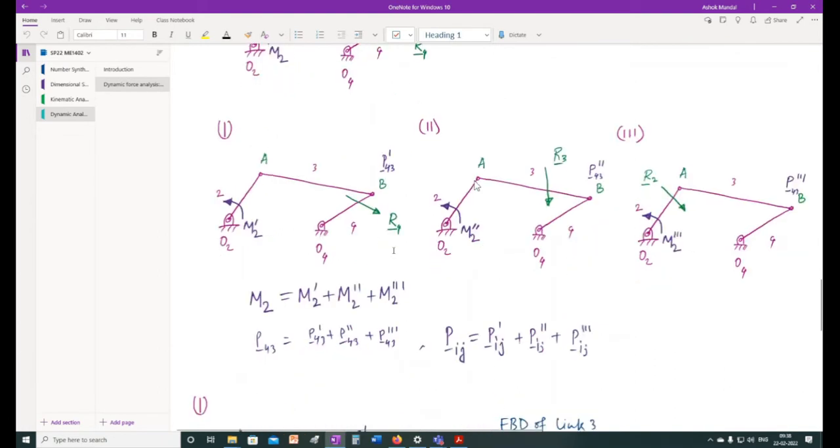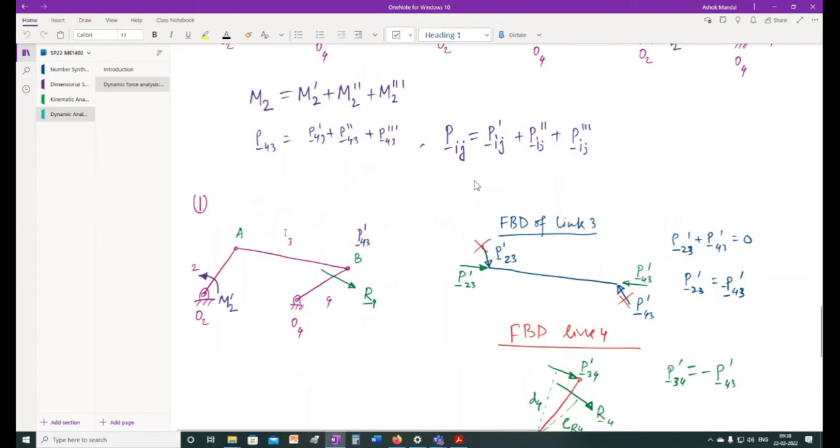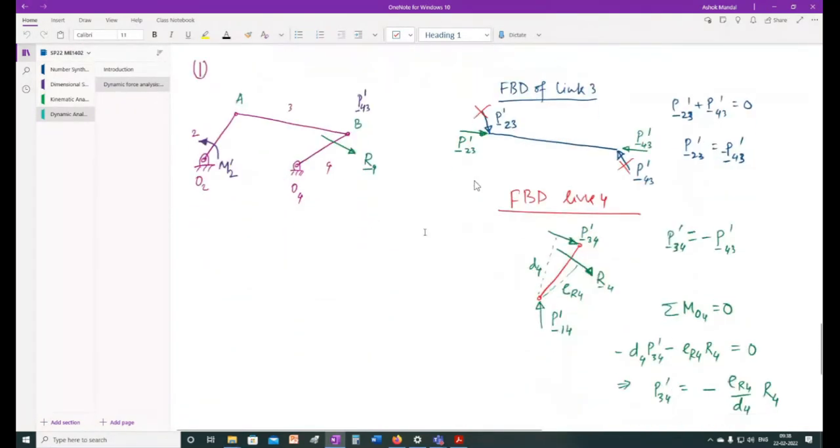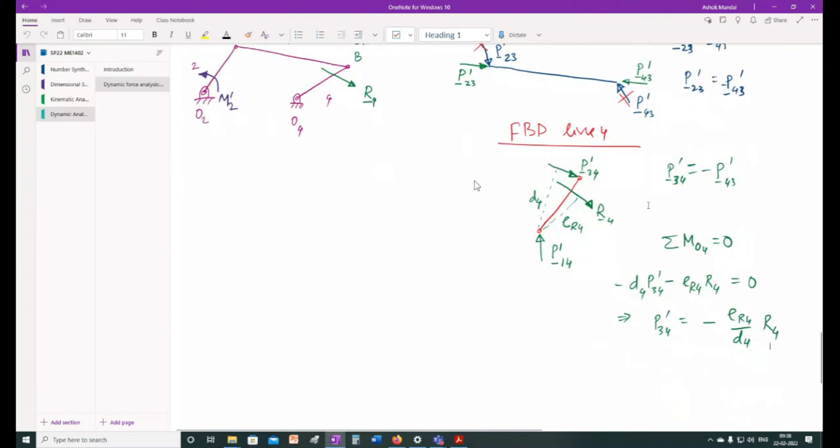Okay. So we have started with this diagram. This is a two force member, and we proved that for a two force member the joint forces must be along the length of the link. We have drawn the free body diagram of link 4 and we found the joint force P34 here. Once we have this and the diagram is known to us, the direction of the force is also known to us, that means we can also find out the force P14.